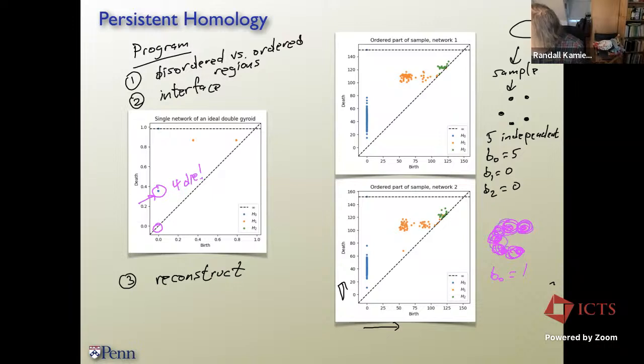And then as they get bigger still, you can imagine a situation where you get something that's filled in, but it still has a hole. There's a hole in the middle. And so suddenly at that point, B1 becomes 1. So suddenly there's a birth of a closed loop. And then, as they get bigger still, they fill in the hole. And B1 goes back to 0 because there are no closed loops anymore. And that's the death.